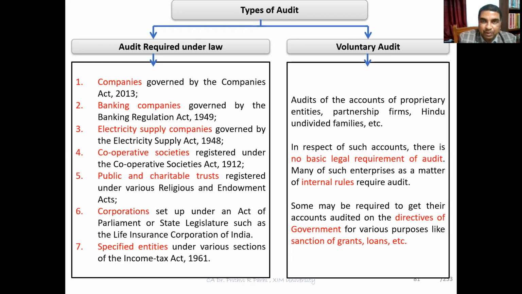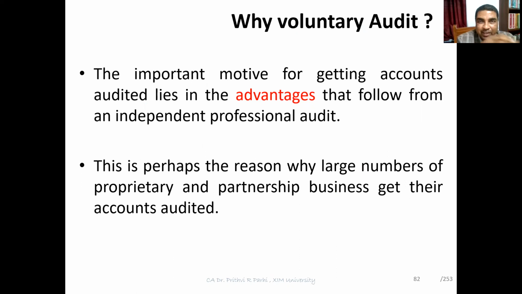Hope you have understood this. Any query you have? So broadly, audits may be required under companies law, under income tax law, or various other laws. All those audits we will call statutory audit, and other audits we will call voluntary audits.